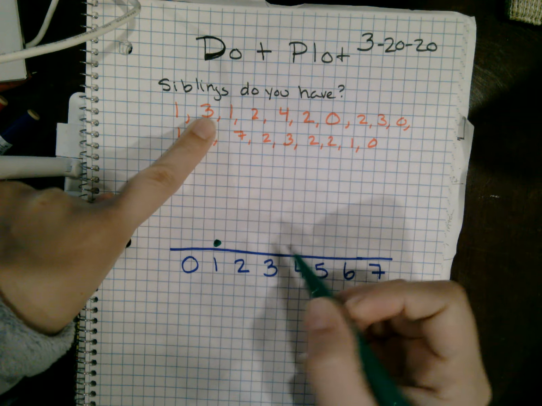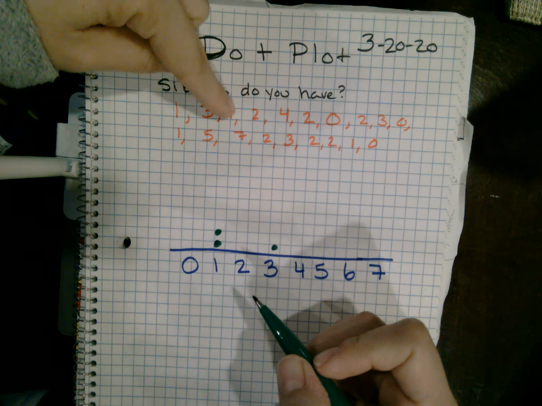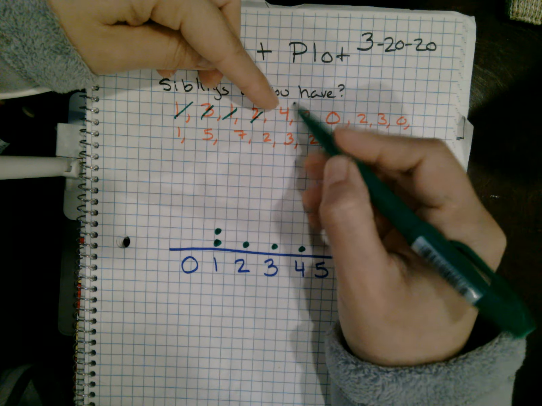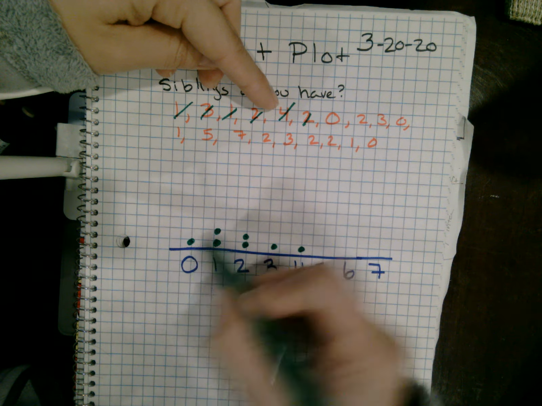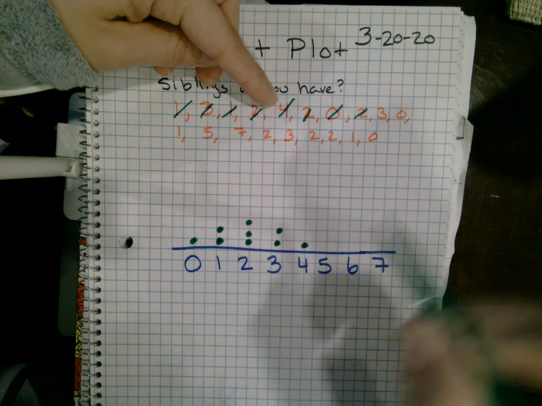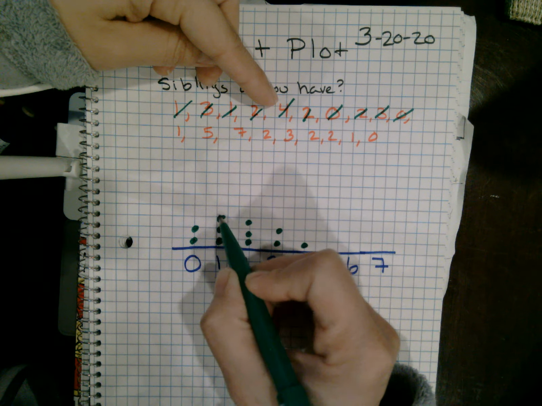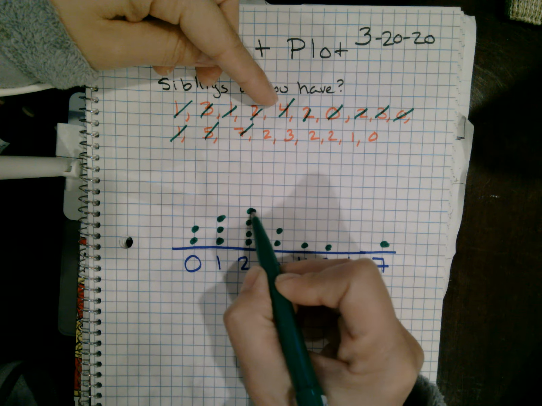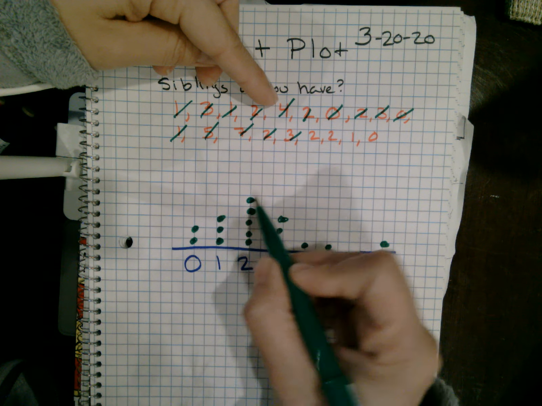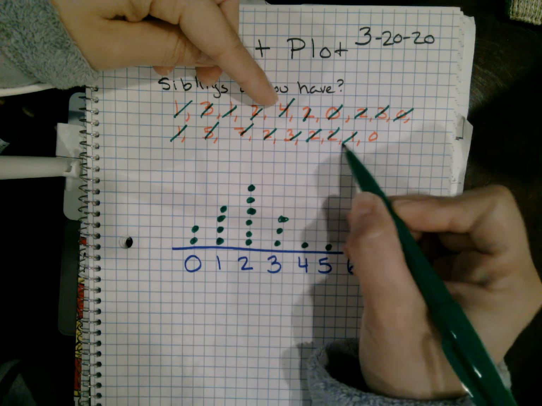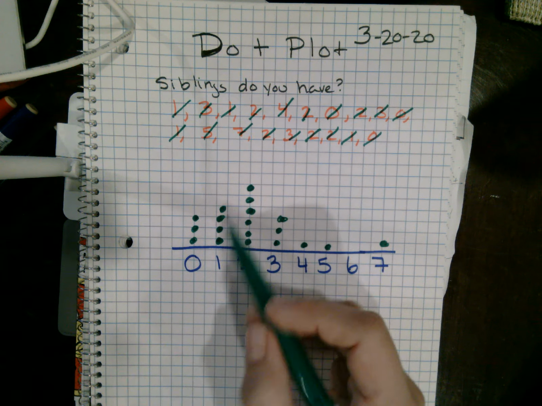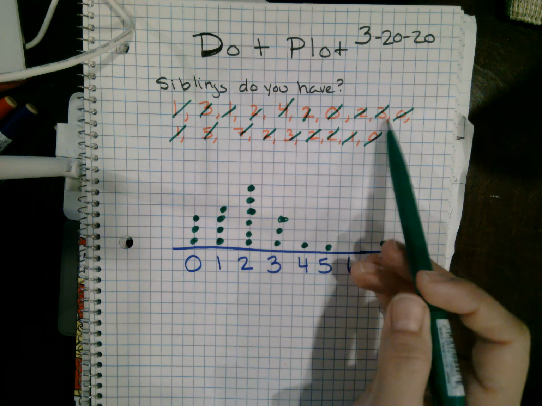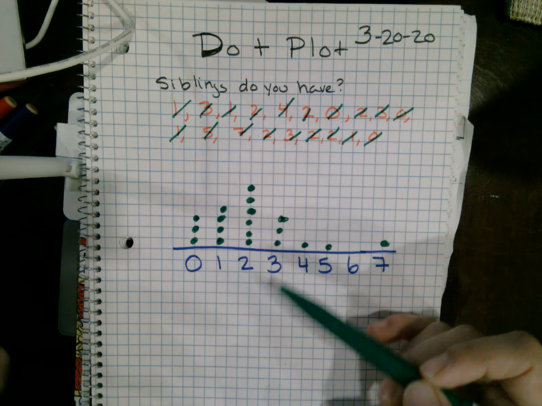1, have a dot. 3, 1, 3, 1, 2, 4, 2, 0, 2, 3, 0, 1, 5, 7, 2, 3, 2, 2, 1, and 0. Okay. So each of these dots represents one person in the class. Remember we talked about 3 students had no siblings; they were the only child. So that's 1, 2, 3, 3. So each dot represents a person.